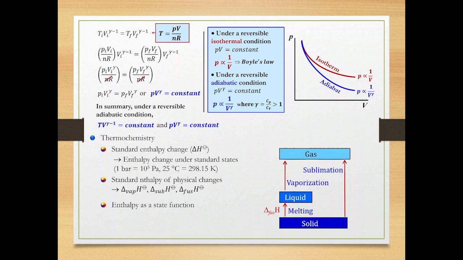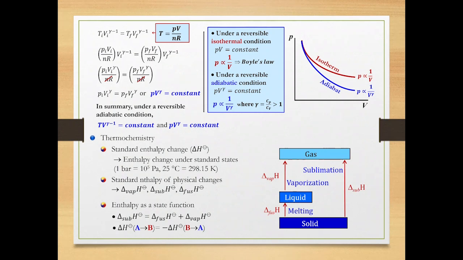The heat associated with vaporization is called enthalpy of vaporization, and the heat associated with sublimation is called enthalpy of sublimation. The enthalpy of sublimation is the sum of the enthalpy of fusion and the enthalpy of vaporization, which is manifest in the diagram. Like I said previously, enthalpy is a state function that does not depend on the path that the system may take, but only depends on the initial and final states.